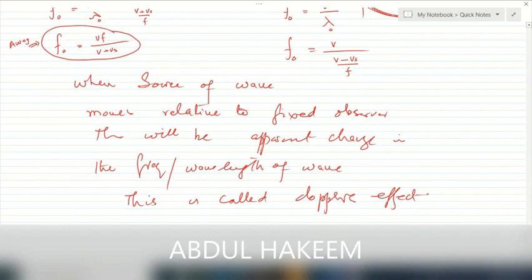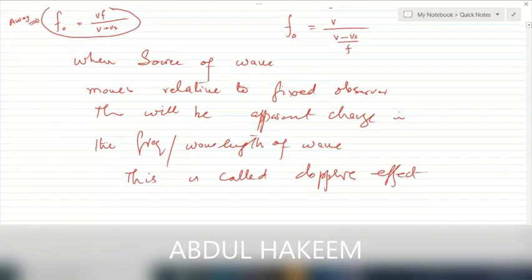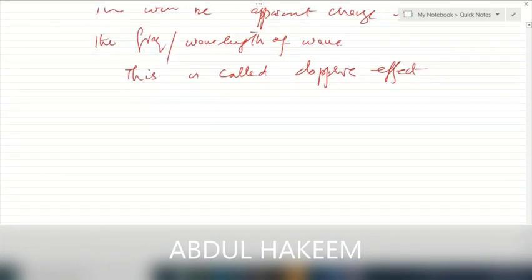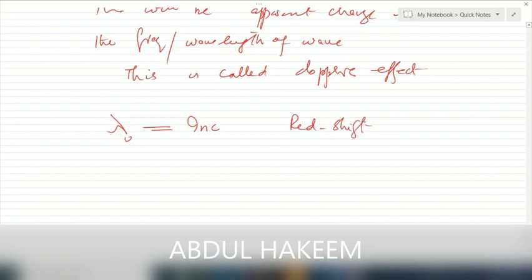If this is applied to light, to stars, if the observed wavelength increases, then this is called redshift. If the wavelength lambda naught, meaning observed wavelength, decreases, then this is called blue shift. These are the terms used: redshift, blue shift.